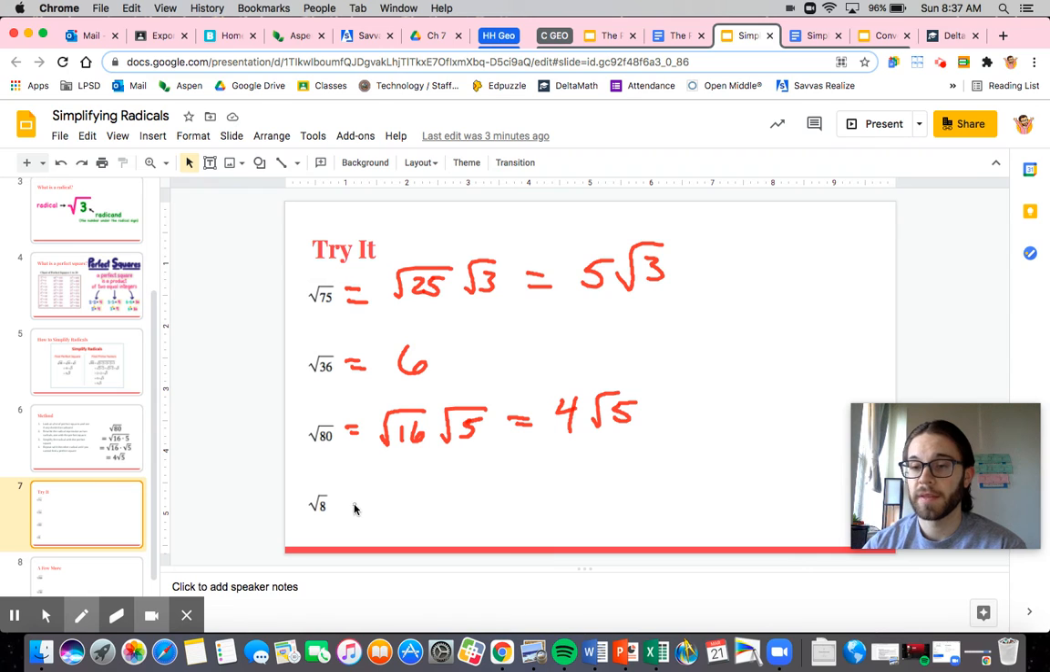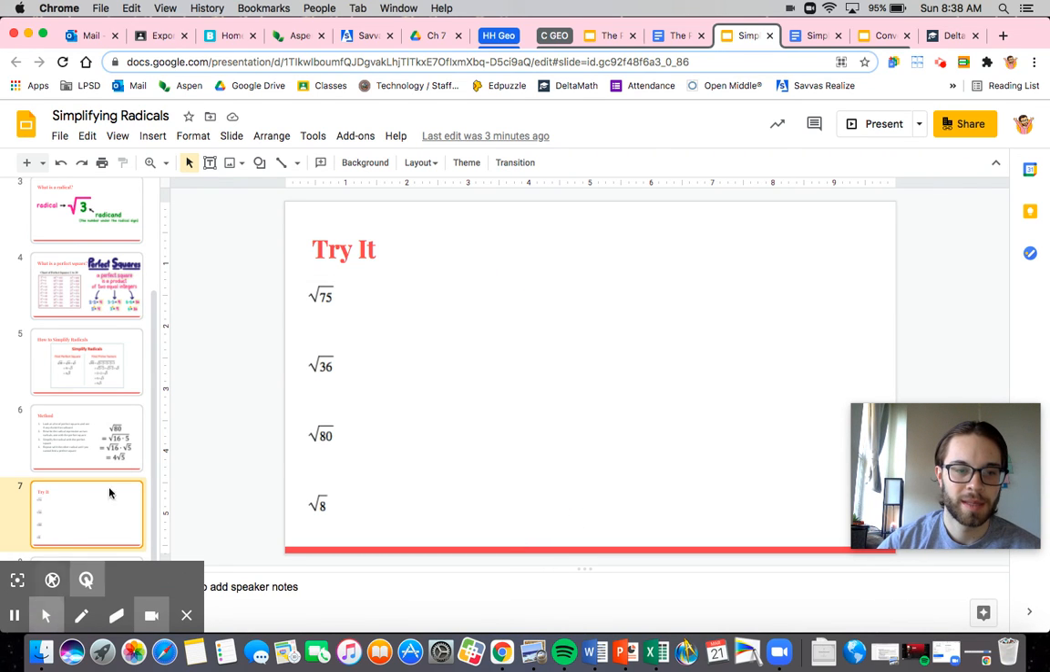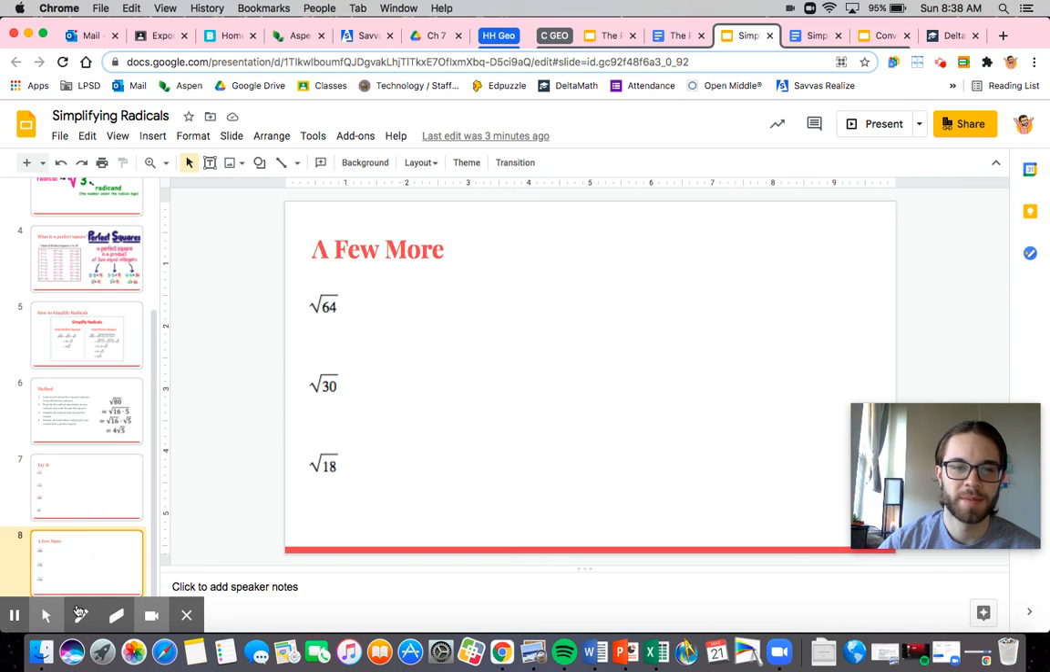Now, one of the benefits of something small like 8 is you really only have one option. You have 4, and it is divisible by 4, right? Root 4, root 2. So it is 2 root 2. Now, root 8 is going to be a very common one you encounter, so if you just recall that it is 2 root 2, feel free to just write it. Okay, last slide. Do some more for good measure. 64. All right. Well, that's just 8, right? 64 is 8 squared, so we're done.